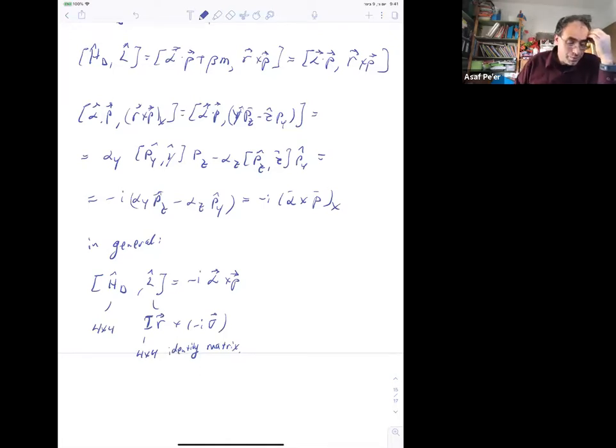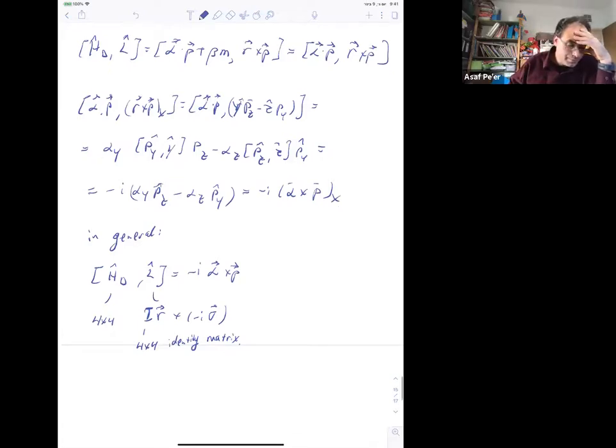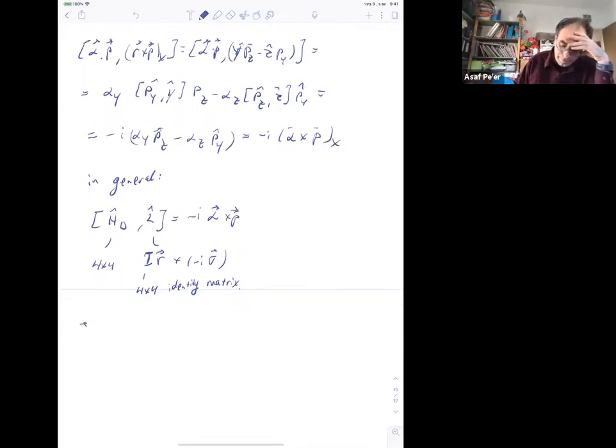So what did we get? About the orbital angular momentum, R cross P, does it commute with the Dirac Hamiltonian? Nope, it is not. So what does it mean about the orbital angular momentum in Dirac theory? That it's not a constant of motion? It's not a constant of motion. It's a free particle, right? So L is not conserved.